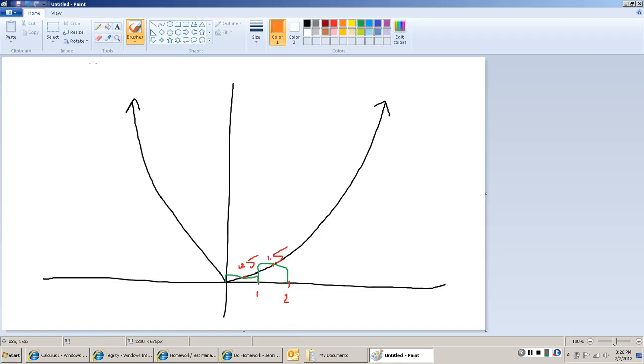So I've drawn this out. This is the graph y equals x squared, and you can see I have two rectangles here. This one and this one. So here's my two rectangles, and I've got the midpoint. So the midpoint between 0 and 1 is 0.5, and this one is 1.5. That's where it falls on this.